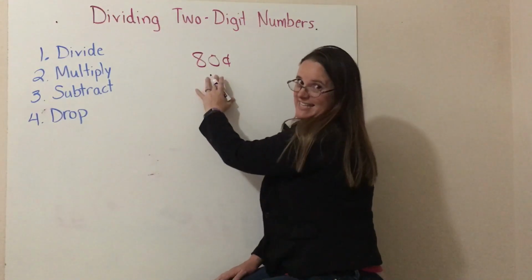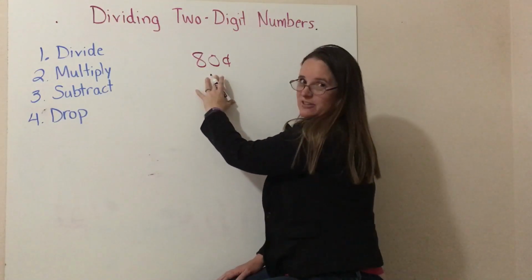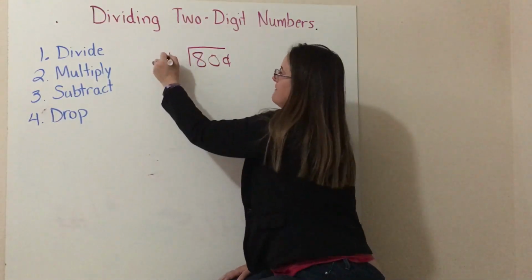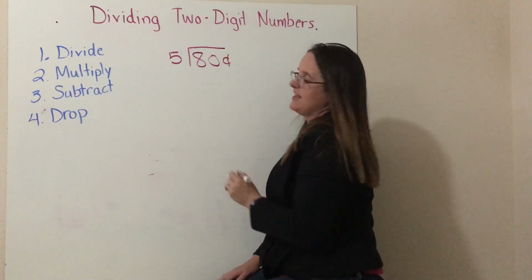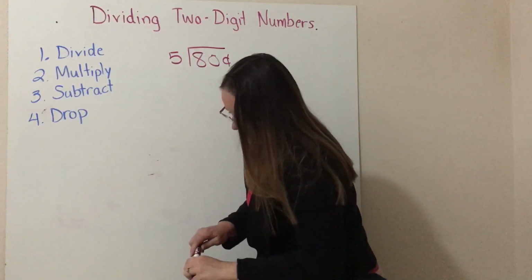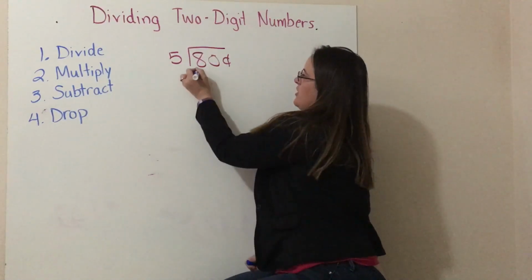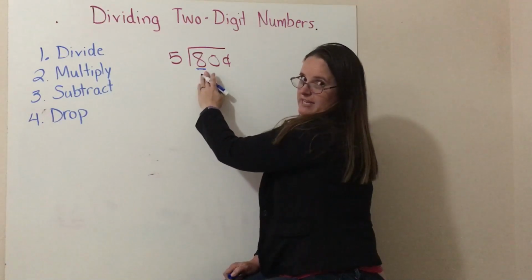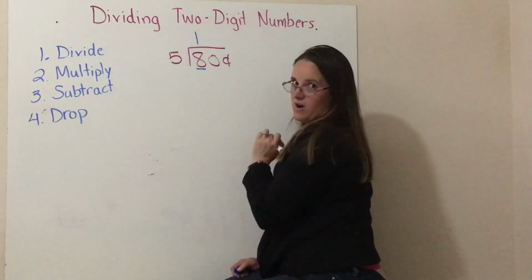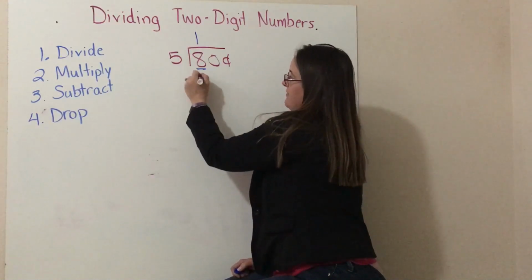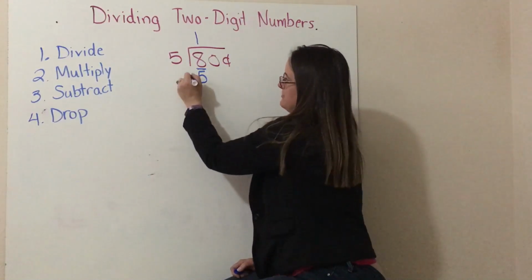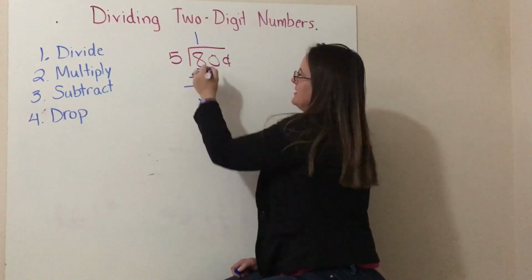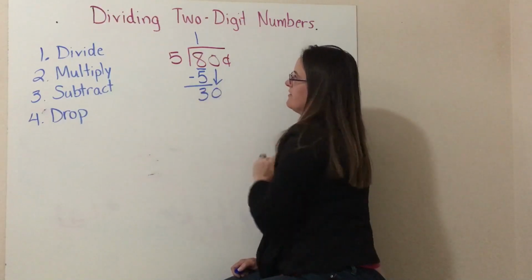So Rob has 80 cents, and to figure out how many nickels he has, we have to divide that into groups of 5 cents. So, once again, we look at the first digit only, the tens place in this case. 5 goes into 8 how many times? 1. 1 times 5 equals 5. Next step, subtract. 8 minus 5 equals 3. Next step, drop our 0 there.